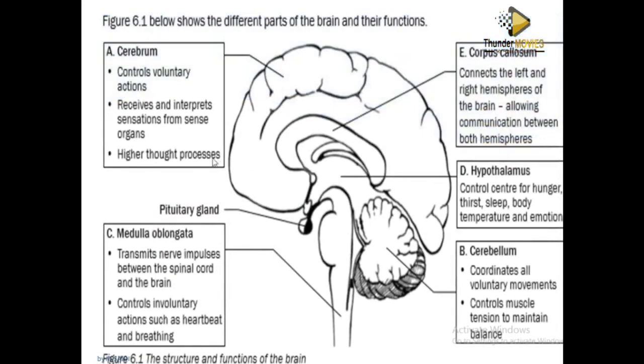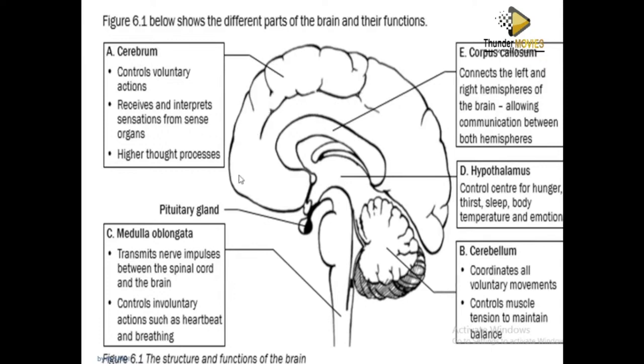Let's look at the brain. The brain has some specific parts which you need to know. We have cerebrum, we have medulla oblongata, we have pituitary gland, we have cerebellum, we have hypothalamus, we have corpus callosum. But these parts, they have specific functions they do.